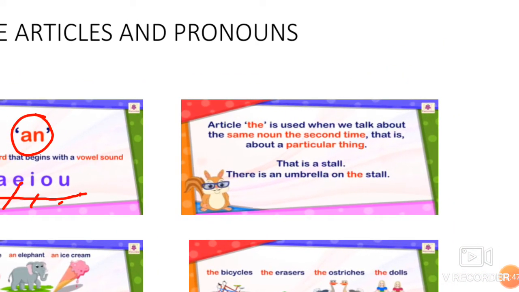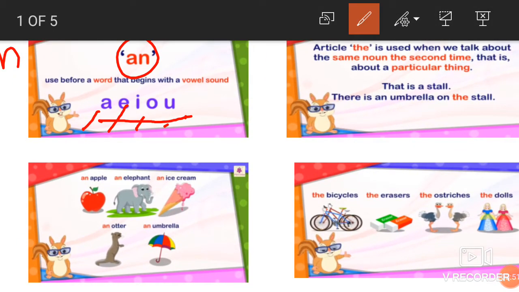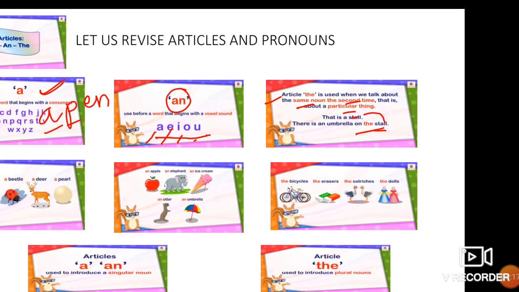This is what is written over here. The article the is used when we talk about the same noun the second time, that is, about a particular thing. We know we are talking about that same thing. For example, there is a stall. First a stall came. There is an umbrella on the stall. Again stall is repeated. So the first time a, the second time the, because you're talking about the same noun.